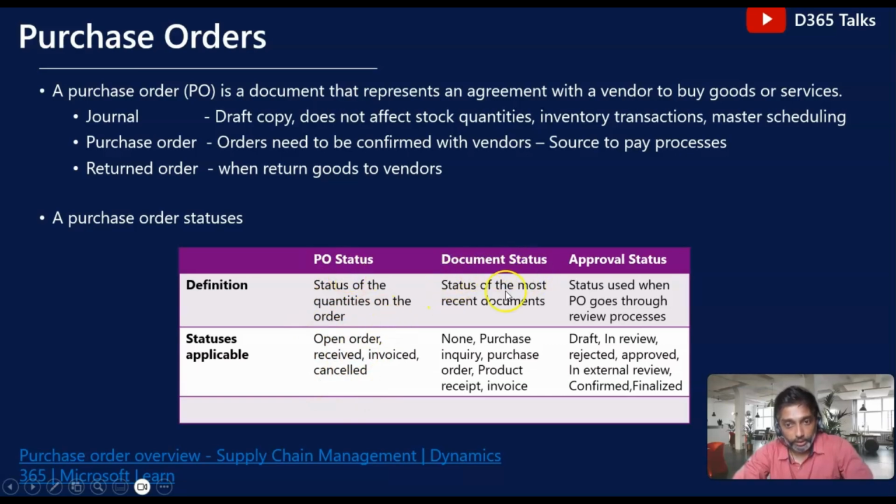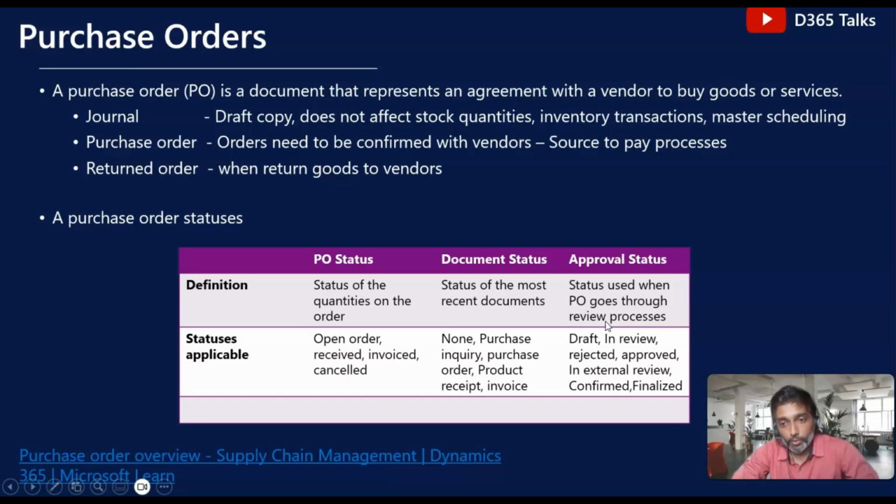Second one is the document status, the status of the most recent document. What we mean by the most recent document status is, in a purchase order there can be hundreds of transaction line items. It can be based on the purchase inquiry or purchase order or product receipt or invoice. So what is the recent document level status for all the lines we have in the purchase order? What is the recent document? We will quickly see this in the D365 screen so that you are able to understand what the recent document status is. And then we have the approval status.